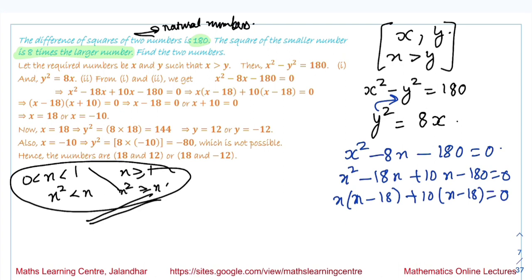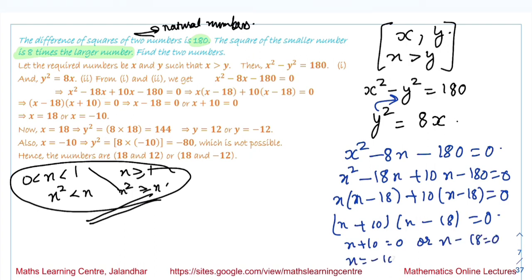So from this we get (x + 10)(x - 18) = 0. So x + 10 = 0 or x - 18 = 0. So we get x = -10 or x = 18. So what we get is that this number 18 we are talking about. Now corresponding to this number, we are calculating this value.